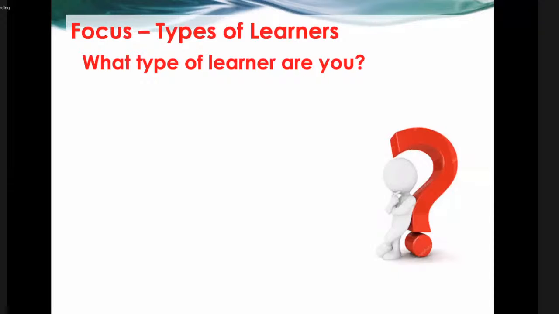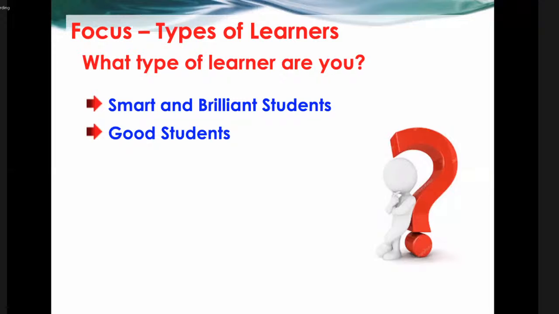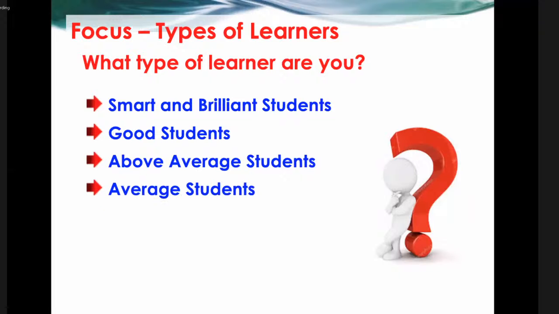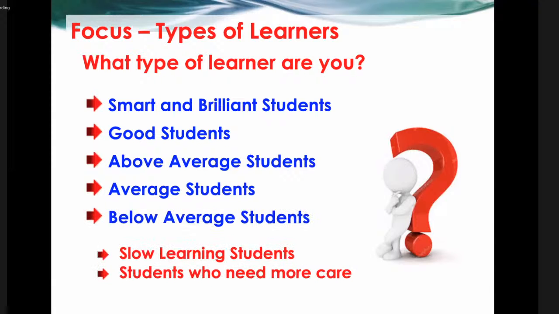If you look into that, you will come under one of the categories. Smart and brilliant students may not require that much push. If you give them some work, they can pick it up on their own. Good students need a little bit of push, but they will pick up. Above average students, we need to work a little bit more with them, so that we can bring them to a better pace. Average students, you give them work, they will do something, that's all. You have to put in a little more effort to bring them to good student level. And below average students will do whatever they can perform.